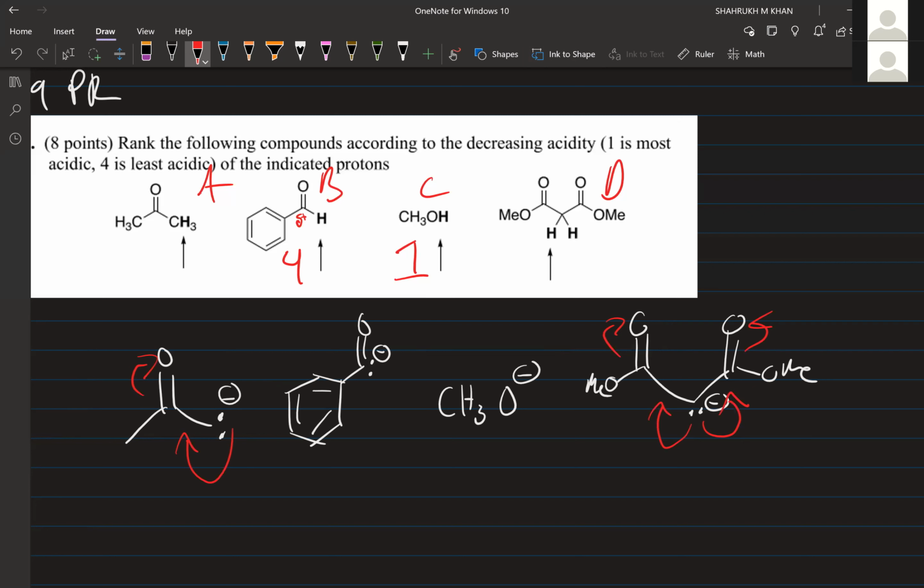It's better stabilized, right? Because the lone pair can be spread across, what is that? 1, 2, 3, 4, 5 atoms versus 3 atoms, right? So D's base is more stable, therefore D, the original molecule, is more acidic, right? So this will be 2, this will be 3, right? So yeah, it's better delocalized because there's 2 electron withdrawing groups as opposed to 1.